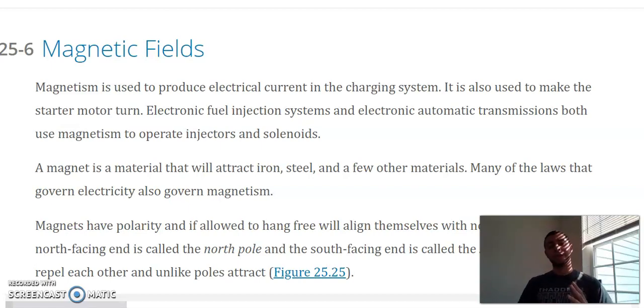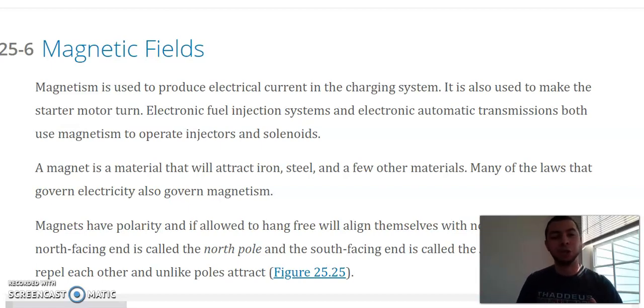We're in chapter 25, section 6, as you can see in front of you. So right there, we're talking about magnetic fields. I am not going through the whole entire chapter. I am just focusing on magnetic fields, electromagnetism, and how that has anything to do with us as automotive technicians and what we do for a living. But anyway, if you go through this chapter and you get to 25.6, we talk about magnetic fields.